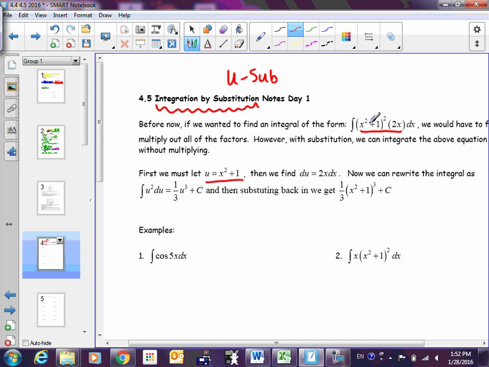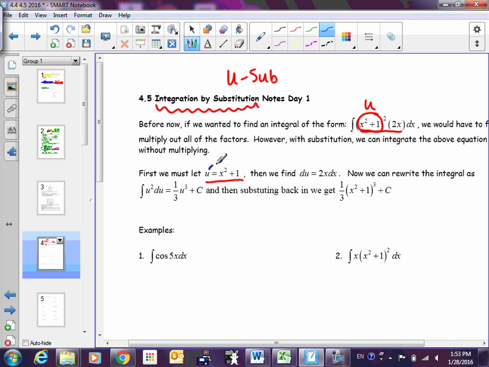So looking at this problem, you can kind of see what makes this special. It's the thing in parentheses to a power. So we're going to replace that x squared plus 1 with a u. So this will just be the integral of u squared. Now you've got to deal with the other part here. So that's what the second piece is for.